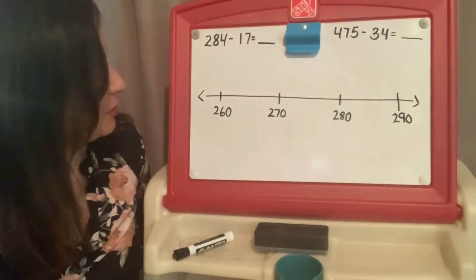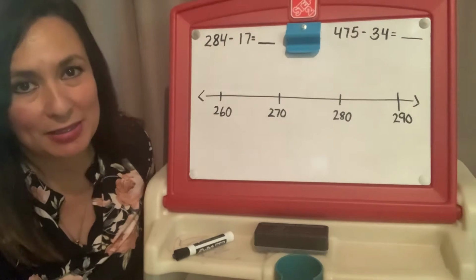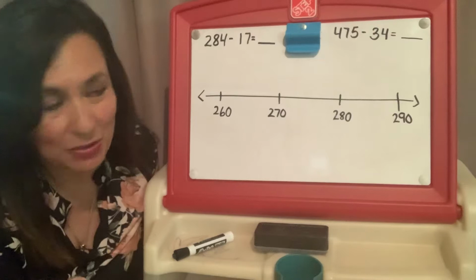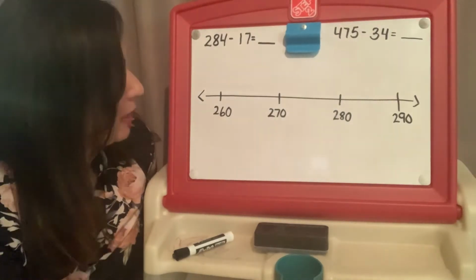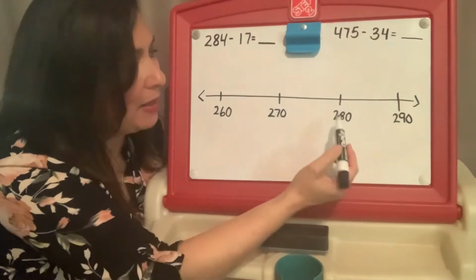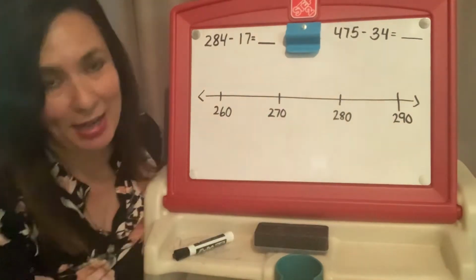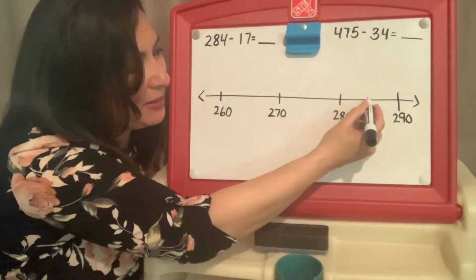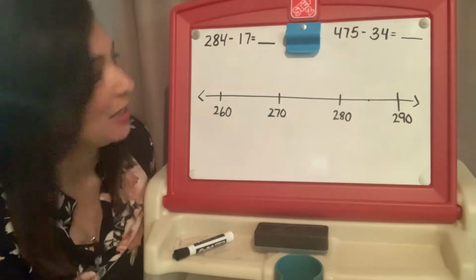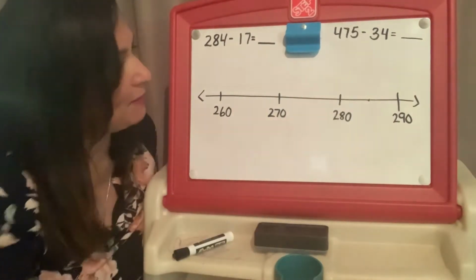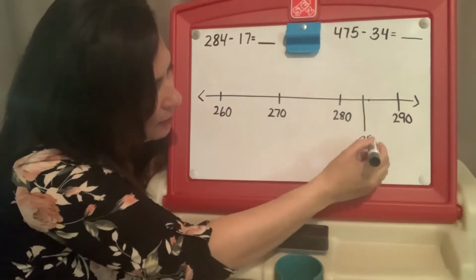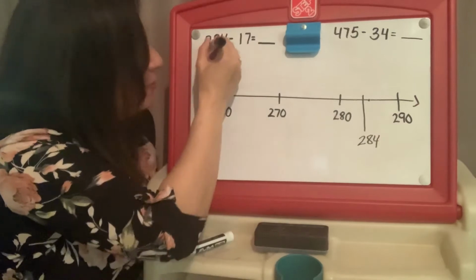Let's work on this first one, 284 subtract 17. I know that the first thing I have to do is, say it, position the total. So I need to position 284. Well, I know it's between 280 and 290, right? The distance between 280 and 290 is 10. So the middle number would be what? Say it, 285. So if this is 285, then 284 will be right here. And now I've positioned it.